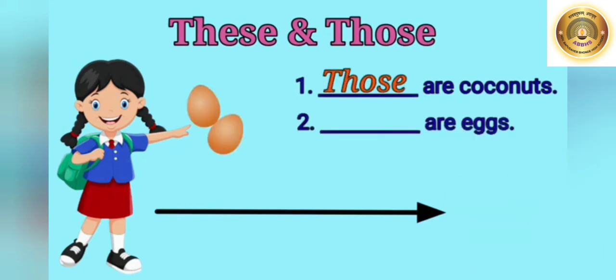Number 2. Dash are eggs. Are the eggs near to me or far away? Very good. It's near to me. So, what shall we use? That's right. These are eggs.